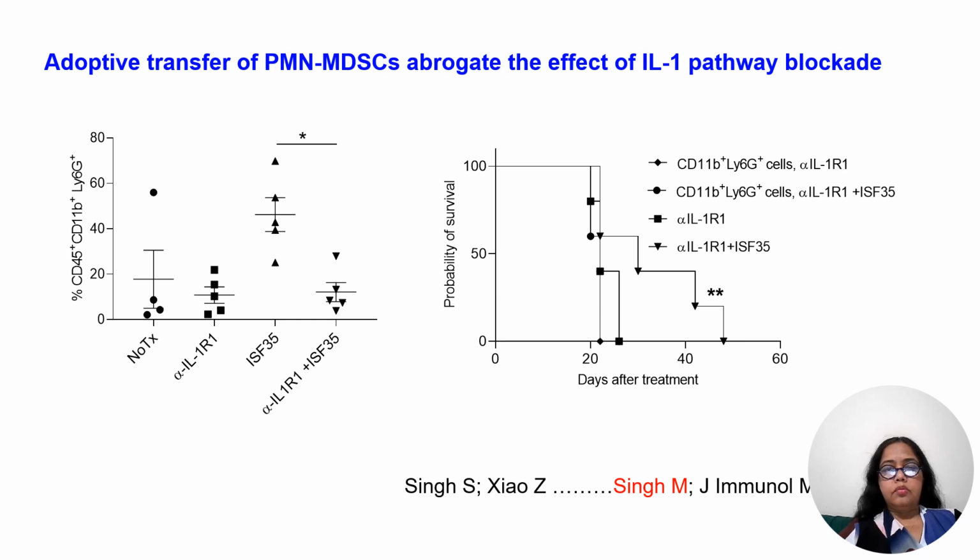And to validate that PMN-MDSC is the main population suppressing anti-tumor immunity through interleukin 1, we did adoptive transfer of PMN-MDSC in the mice and found that this adoptive transfer of PMN-MDSC abrogates the effect of interleukin 1 pathway blockade.